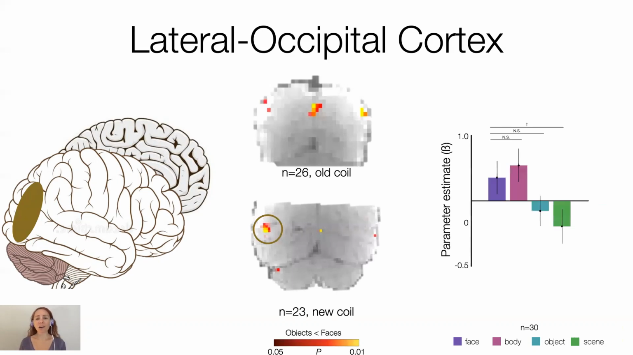In the functional ROI analysis, the face response was not statistically different than either the body or the object response, and only marginally greater than the scene response. Thus, in infant lateral occipital cortex, we did not observe a face selective response.